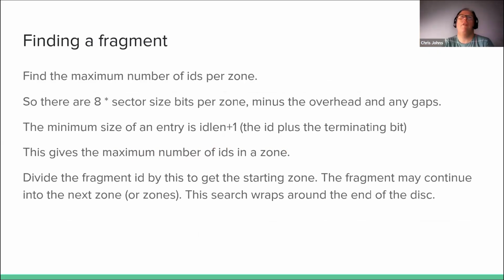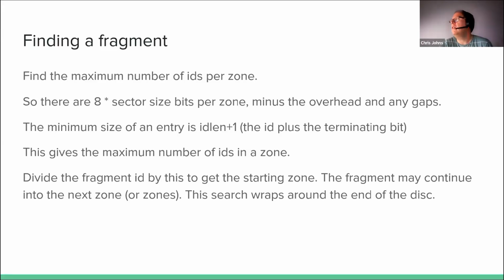If you have a fragment ID, you will need to find it in the map. You could just start at the beginning of the map and trawl through it, but maps can get quite big, and a linear search is quite intensive. So we can do better than that. To find a fragment ID, you need to find it in the map. The first fragment ID you'll need to find will be the one where the root directory lives. I'll come back to that in a bit.